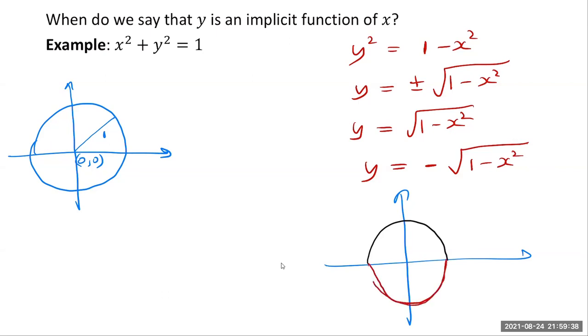Okay, that will complete the circle. In a case like this, we say that y is an implicit function of x, because we cannot solve for y and obtain a well-defined single function. All right. Now, the next thing I want to talk about is implicit differentiation.